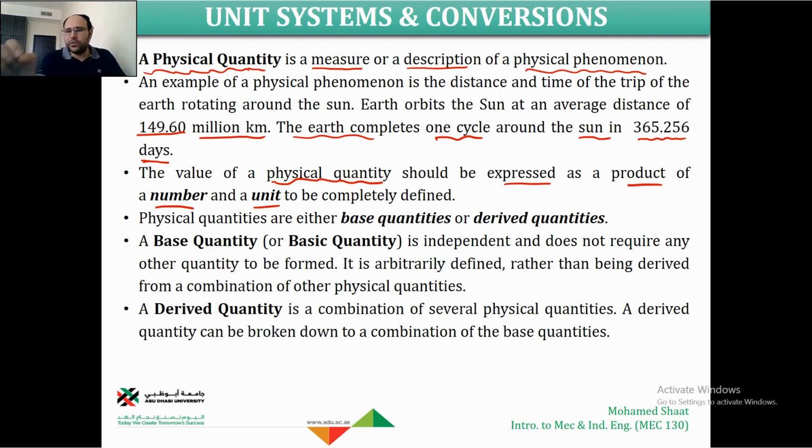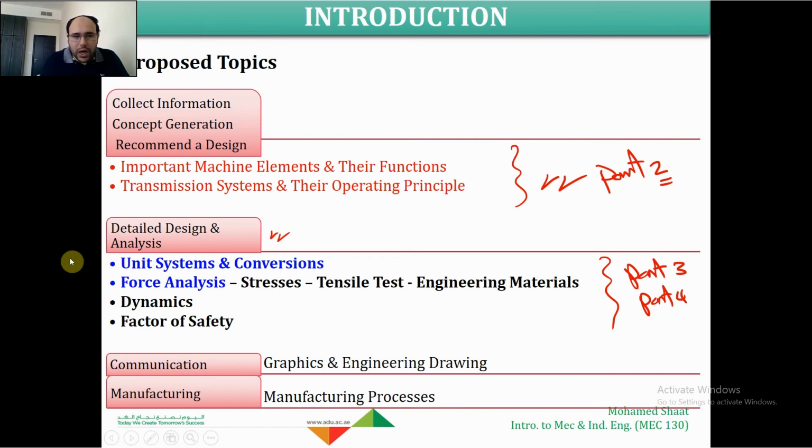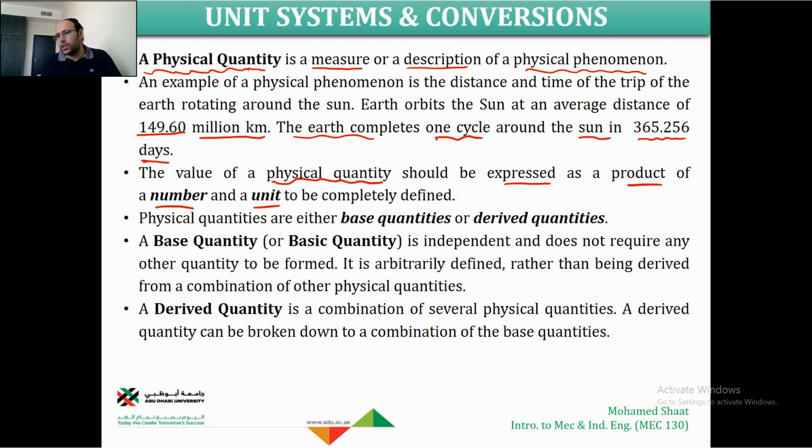Like 365 days, like 149 million kilometers. So the kilometer, this is the unit. But the 149 million, this is the value, this is the number. So it should be a number followed by a unit. This explains why we are starting by discussing the unit systems and conversions in this part. Here we are interested to know the units and their importance. The units are important to describe all the physical quantities.